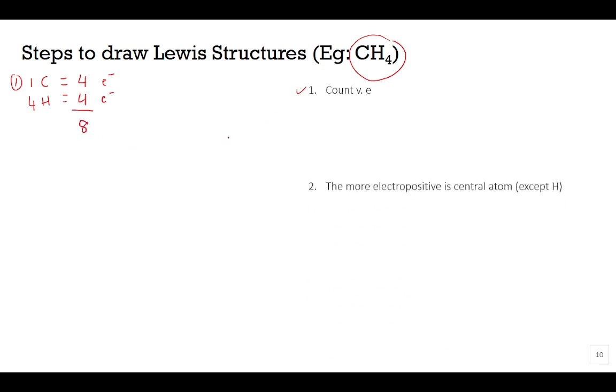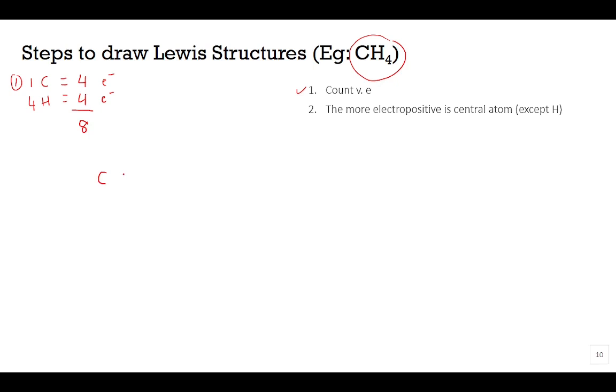Count the valence electron. The more electropositive atom is the central atom, except H. In CH4, H is actually more electropositive, but it always becomes a terminal atom. So your central atom is actually carbon. So we write down carbon as the central atom. Draw single bonds to the terminal atoms. Anything that is not the central atom is a terminal atom. So you put the H surrounding the central atom, carbon being the central atom, and draw single bonds.